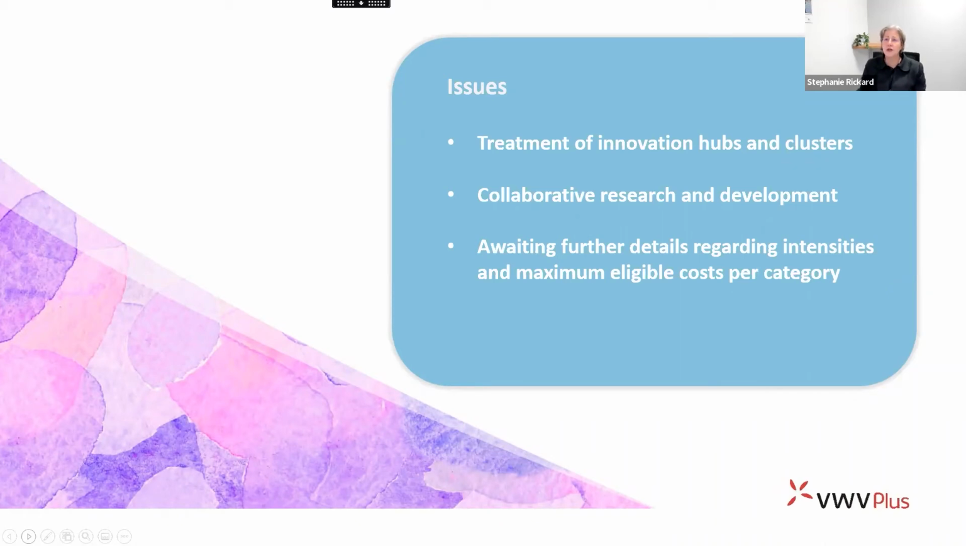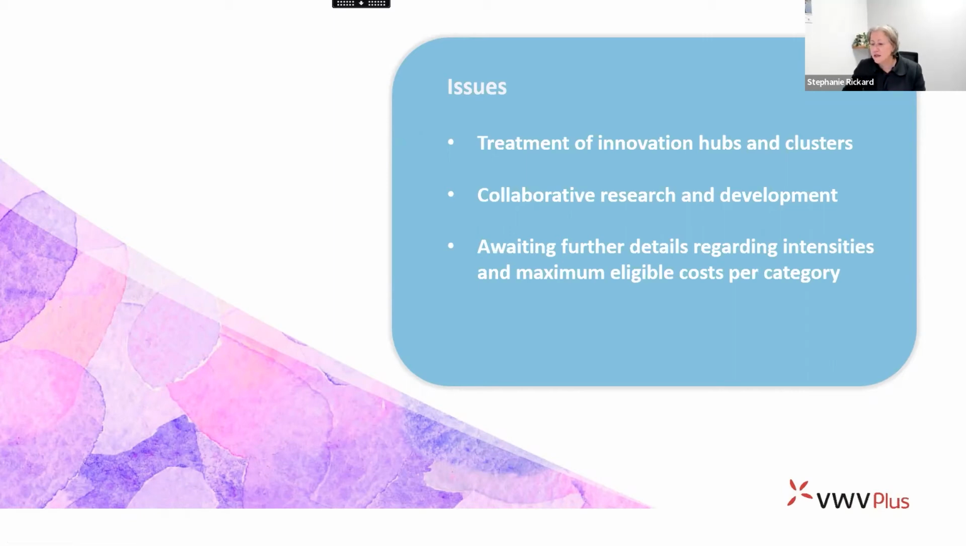Now, the BASE have said that they are carrying out some further analytical work into the streamlined streams, and it's possible that the groups may be expanded, but we'll need to wait and see. I've highlighted the issue about collaborative research and development and whether partners working with universities are covered, whether they're covered under Streamline route or non-economic activity. Talked about that. As I said, we're awaiting further details regarding the intensities and maximum eligible costs per category.